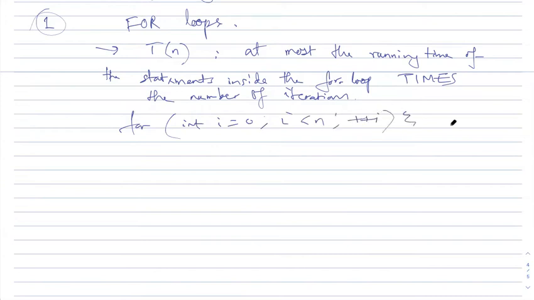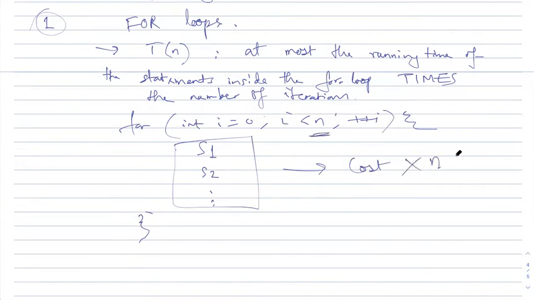So if you have an algorithm where you're writing int i equal to 0, i less than n, i plus plus, and then you have a bunch of statements s1, s2, and so on and so forth, right? So whatever is the cost of this guy, this total cost of all these statements multiplied by the iteration count, that's going to give you the overall runtime.